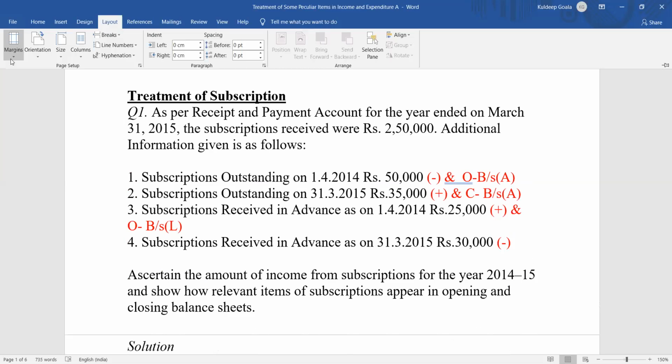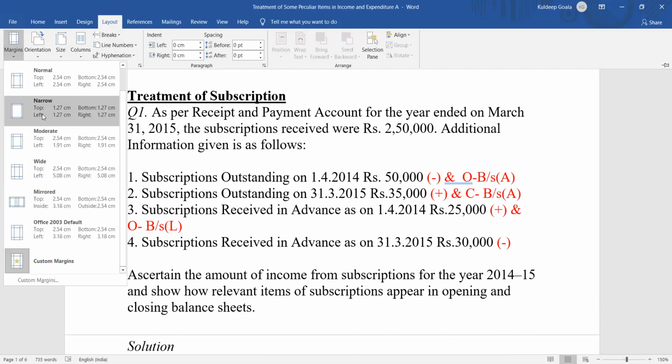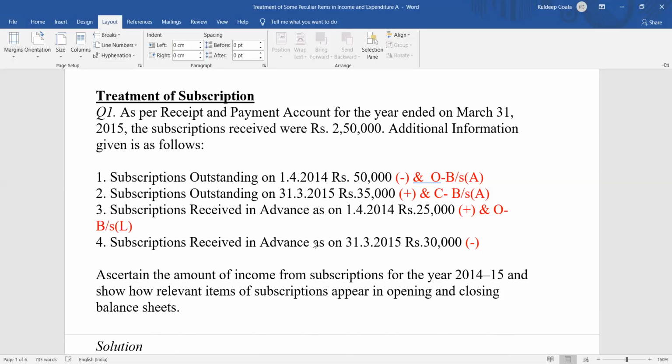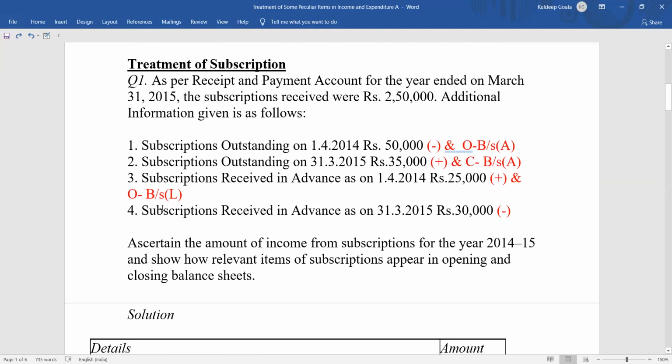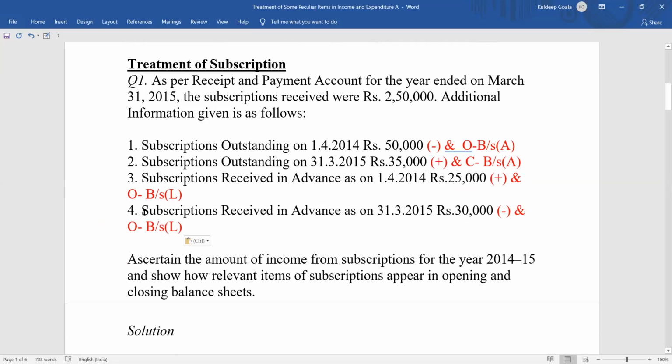Now one more thing, it will come in the opening. Yeah, then coming to the next one, subscription received in advance on 31st March 2015, मतलब इस साल का है ना, right? So again this will come in the closing balance sheet. Okay, this will come in the closing balance sheet liability side. Why it will come in the closing balance sheet liability side?